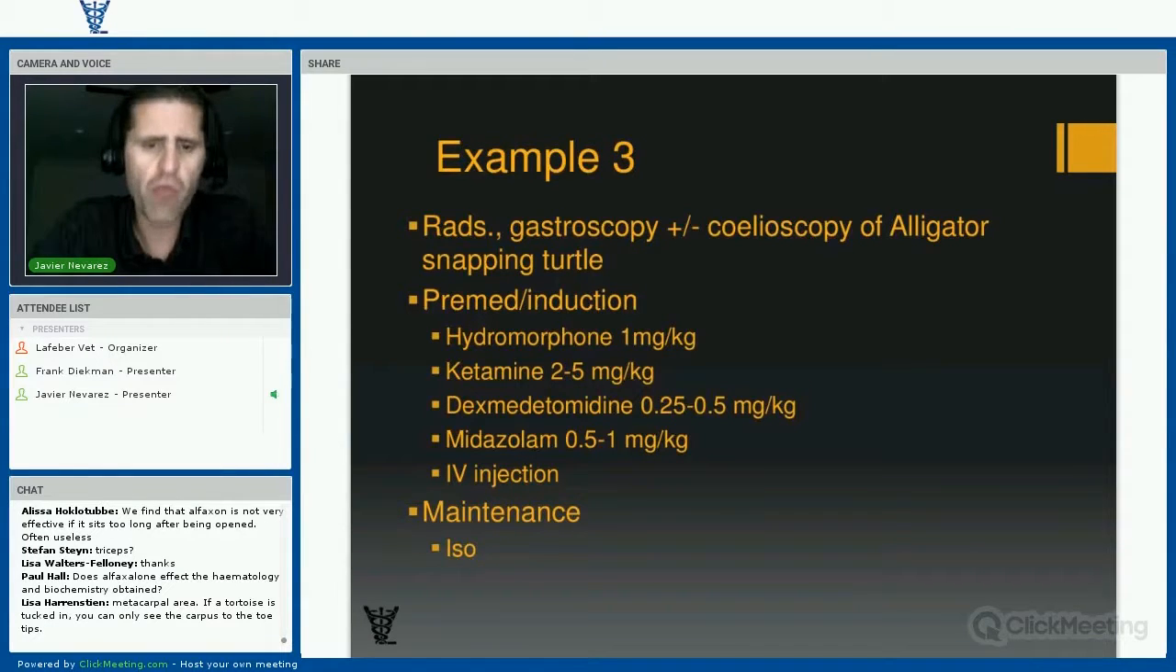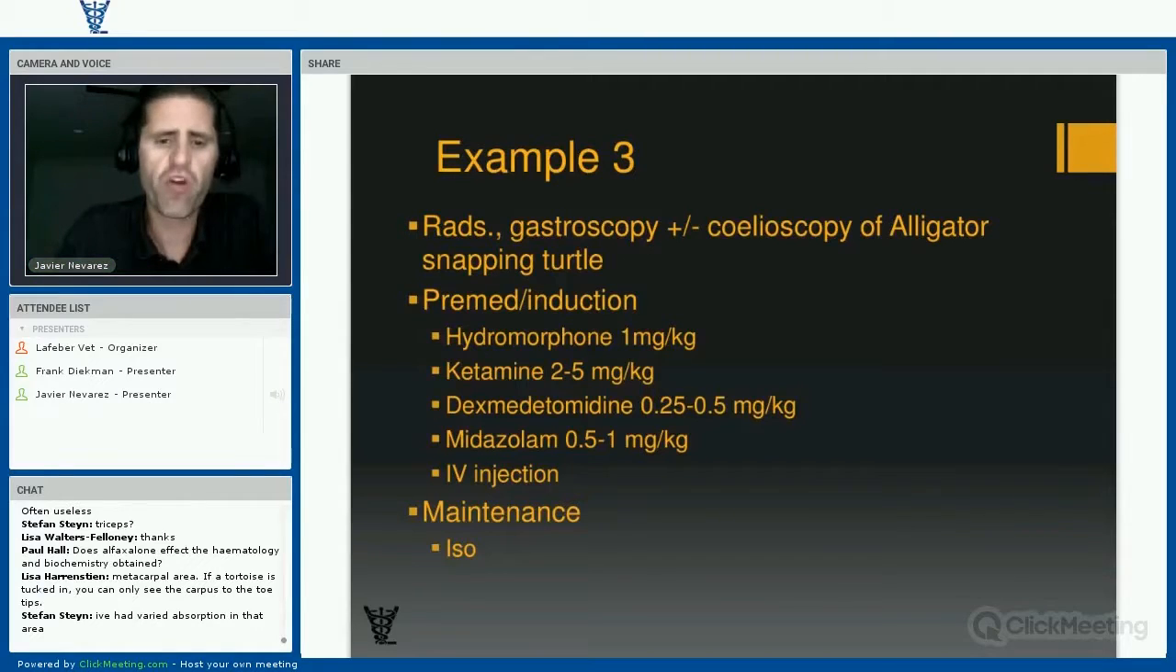And then a third example will be something now more involved. For example, we recently had some alligator snapping turtles that we had to do radiographs, gastroscopy, plus or minus celioscopy, depending on what we saw. We have one particular animal that has swallowed some foreign bodies, and we weren't quite sure what all we were going to end up needing to do. It's going to be a more involved procedure. Alligator snapping turtles are also a more aggressive species, so you want to make sure that you have these animals well restrained and well under control.